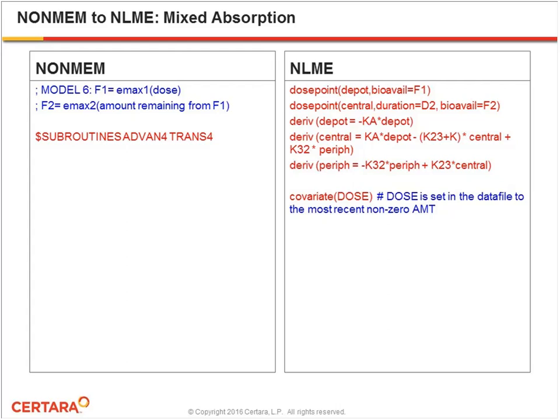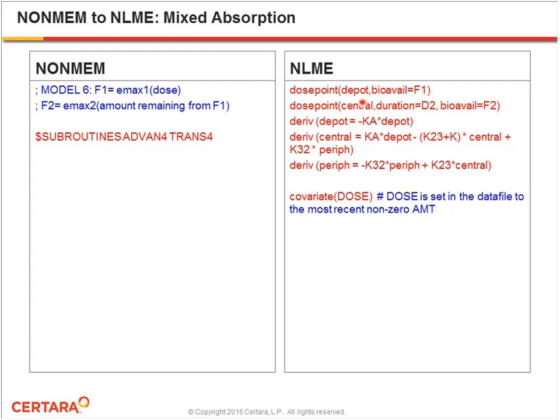For example, you start with the NM-TRAN code with subroutines ADVAN4 and TRANS4. So this is a pre-specified model, in this case model 6. It's two bioavailabilities, Emax of dose and Emax2 of remaining amount from F1, and you specify the same in NLME, in Phoenix NLME, using, for example, a dosepoint.